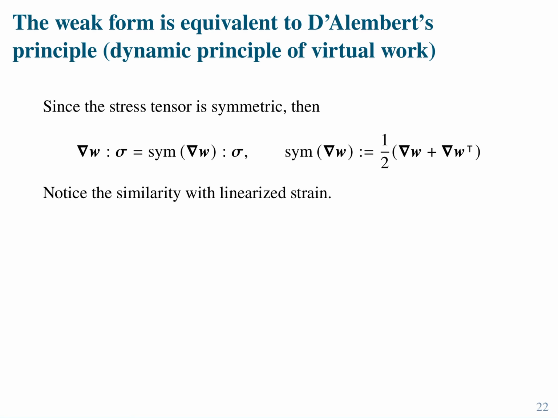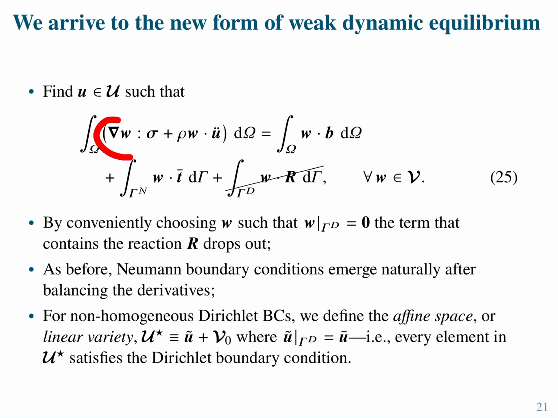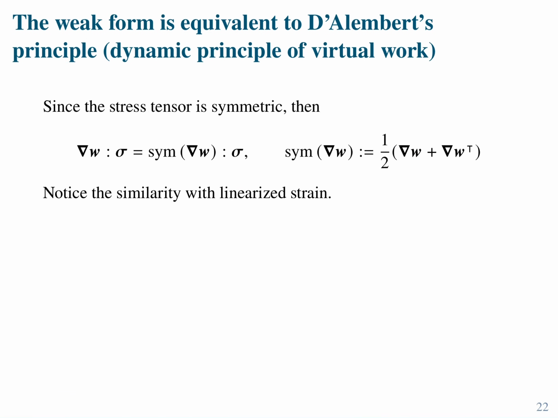Now I want to show you that everything we have done so far is actually equivalent to the so-called D'Alembert's principle, which is the dynamic principle of virtual work. People coming from the dynamics field don't really look at the method of weighted residuals. They probably start from D'Alembert's principle, and so everything we have done so far is actually equivalent. How is that? Well, let's take a look at this term here. We have the gradient of W, that is a second order tensor, and it's contracted by my stress tensor, which is also a second order tensor. So let's take a look at that.